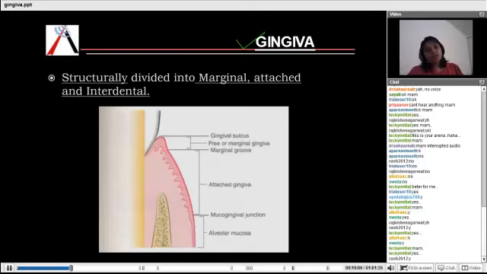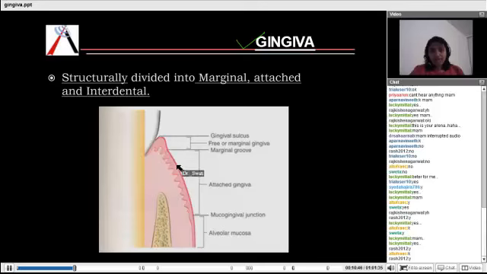Now when we talk about gingiva's divisions, look at this diagram. Structurally, gingiva is divided into marginal, attached and interdental gingiva. Now for marginal gingiva, if you try to insert your probe, there will be an end after which the probe doesn't go in. This is the sulcus, the depth of the sulcus. From the depth of the sulcus to the tip of the gingiva, this part of the gingiva is the marginal gingiva, right?